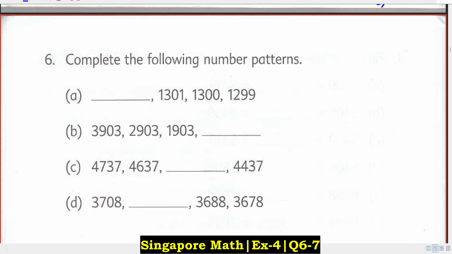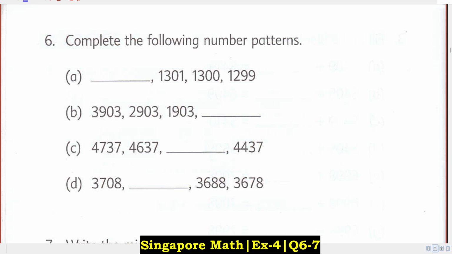Number 6, here is also the same thing. Complete the following number patterns. So we are trying to solve this one step by step. Question 6. Here is 1309, 1300, 1298, 1301. It means subtract 1, reduce 1. So here it should be 1302. Once we subtract 1, it will be 1301.